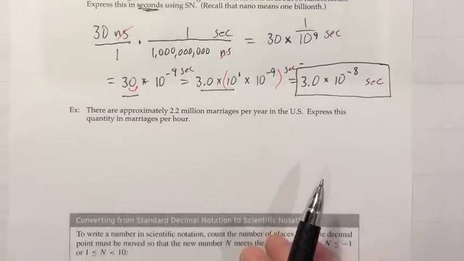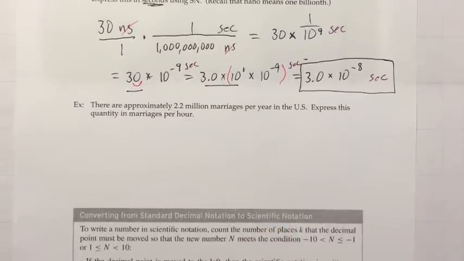All right, let's try another one. There are approximately 2.2 million marriages per year in the U.S. Express this quantity in marriages per hour.